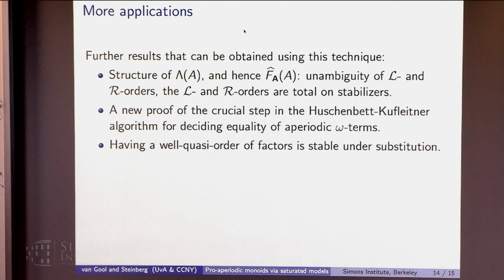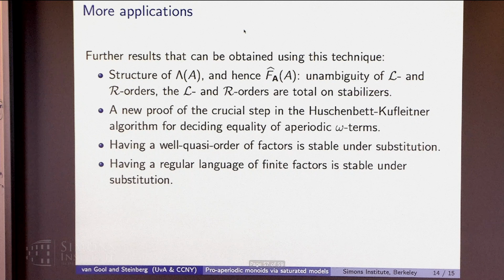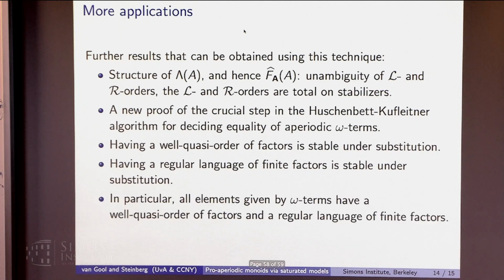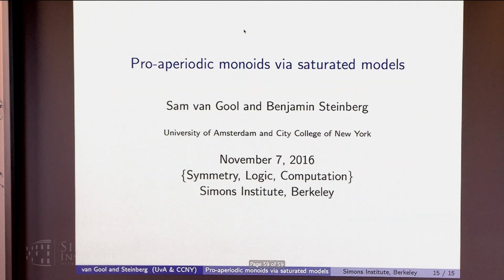Then we looked at well quasi-orders of factors. Having a well quasi-order of factors is stable under substitution if you analyze the factors in this way. Having a regular language of finite factors is another property that's stable under substitution. And so in particular, omega terms, by induction, have both of these properties. And that's all I wanted to show you. Thanks.